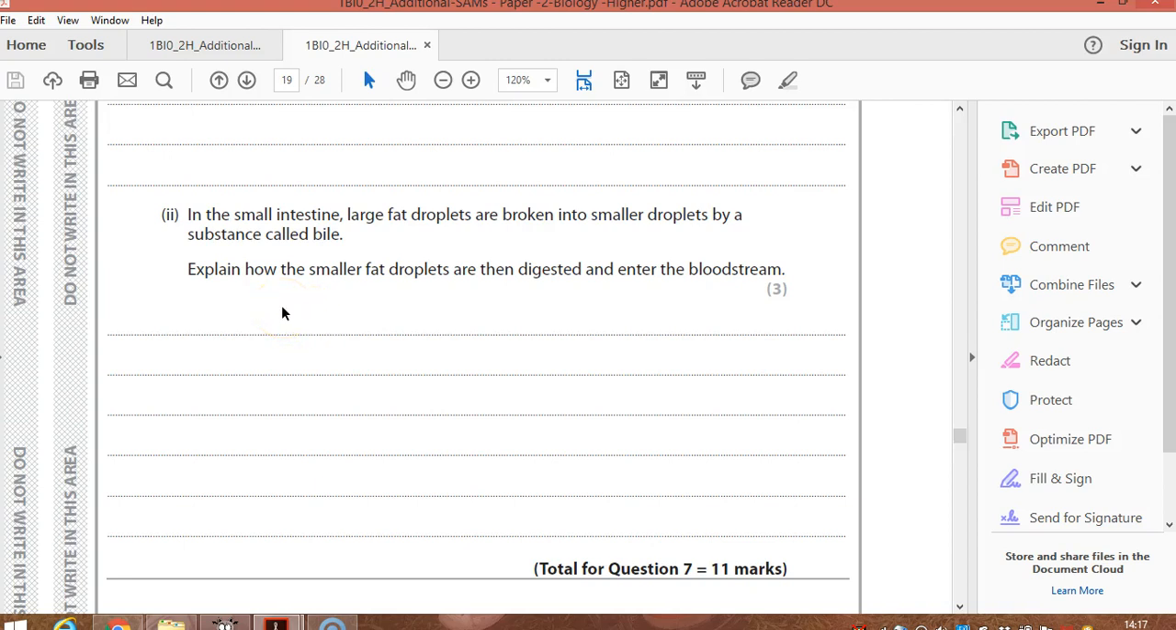Right, next question. In the small intestine, large fat droplets are broken down into smaller droplets by a substance called bile. Explain how the smaller fat droplets are digested and enter the bloodstream. 3 marks, go.